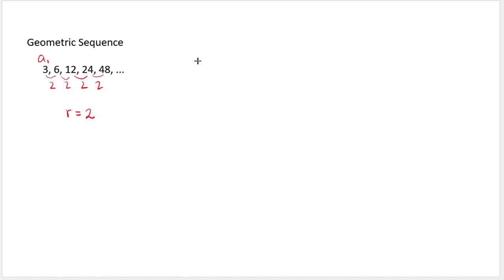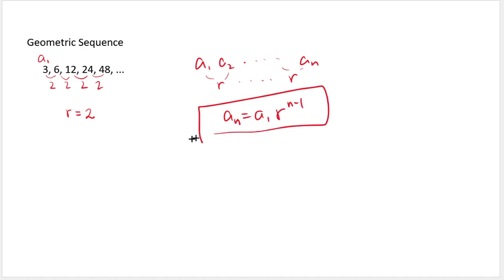And it's the same exact kind of picture. You have A1, A2, and all the way until An, and you keep multiplying by r, but there will be one less r than the nth term, right? So you end up with An being A1 times r to the n minus 1. So that's the general formula for it, okay? And also, if you start with A0, it would be slightly different, but I'll leave that to you, okay?